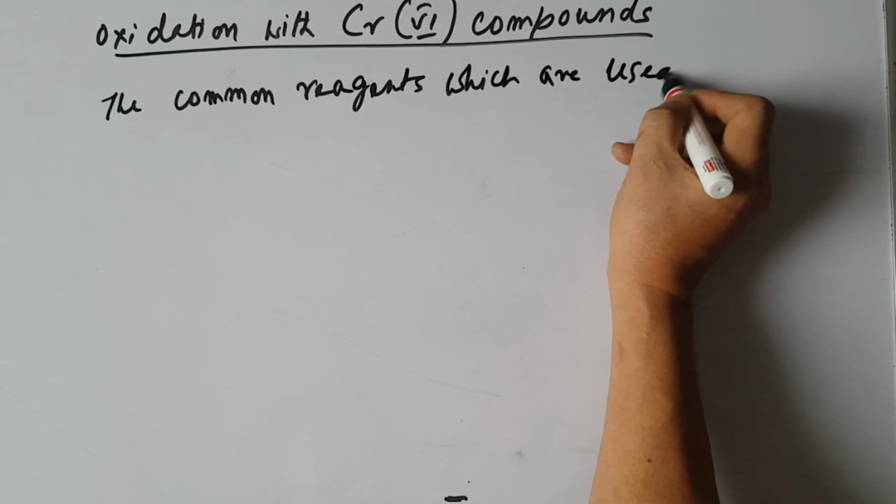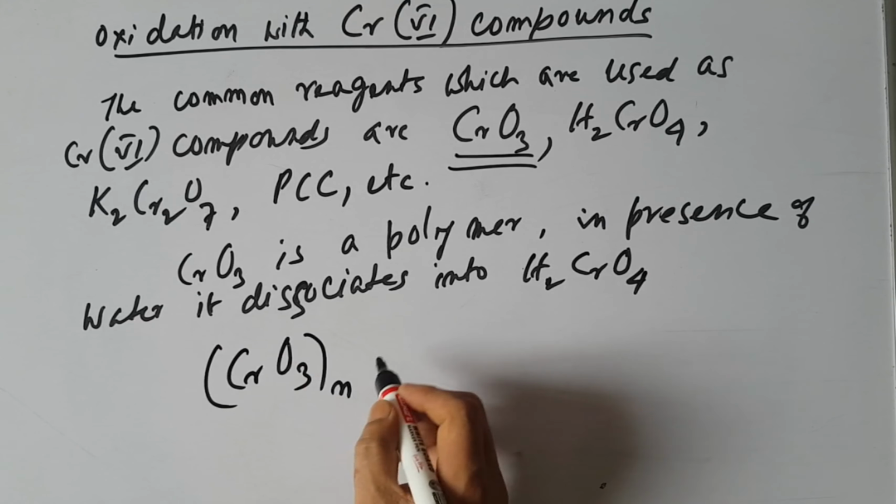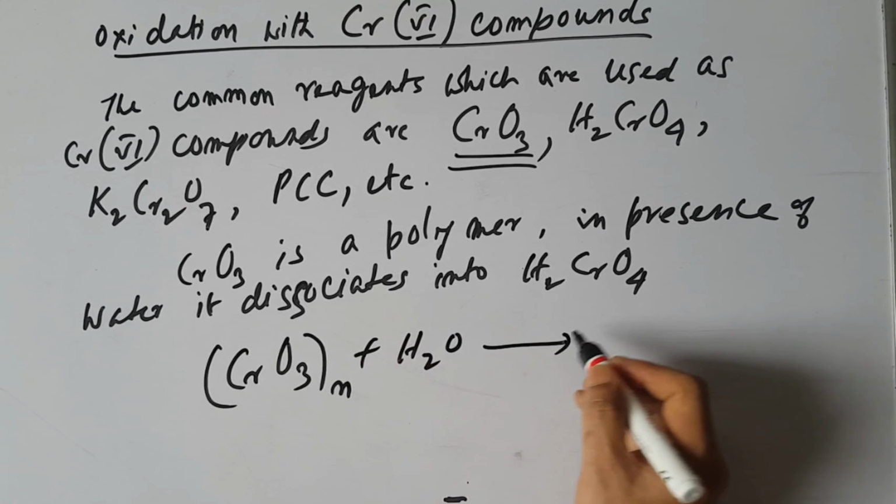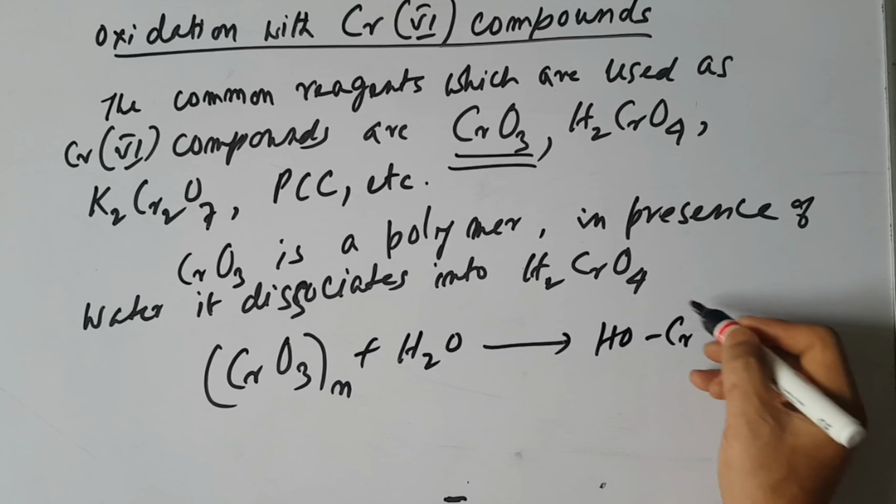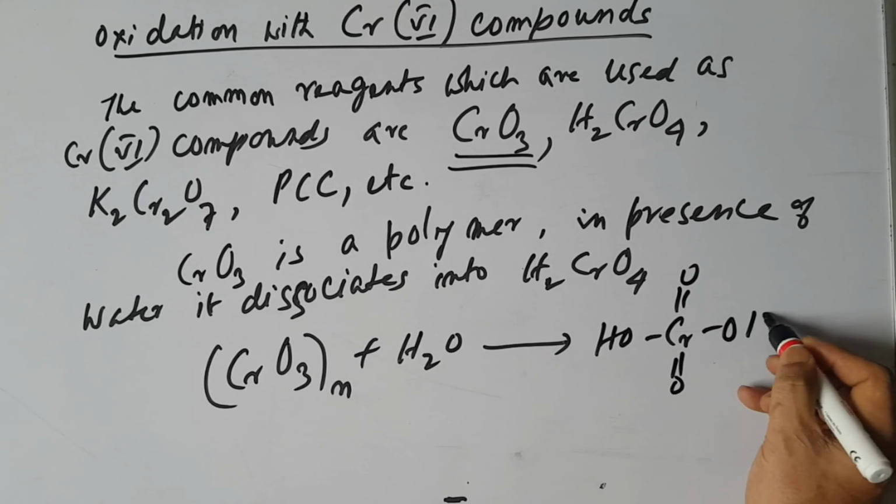Let's start with chromium trioxide. Actually, chromium trioxide is a polymer. In the presence of water, it dissociates into chromic acid. So I'll write down here: chromium trioxide is a polymer which will react with water. When it reacts with water, it gives chromic acid, H2CrO4, just like sulfuric acid. This is chromic acid.